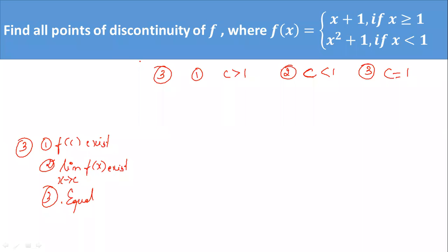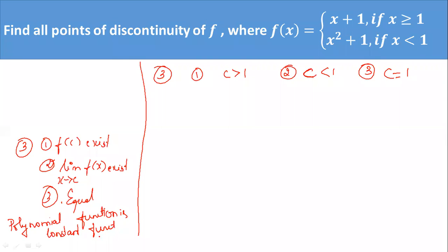Okay, so now since you know certain things: polynomial function is always continuous, correct? Similarly, you know constant function is continuous, and identity function is continuous. So whenever you find any of these three functions, without checking these three conditions, directly you can say that the function is continuous.